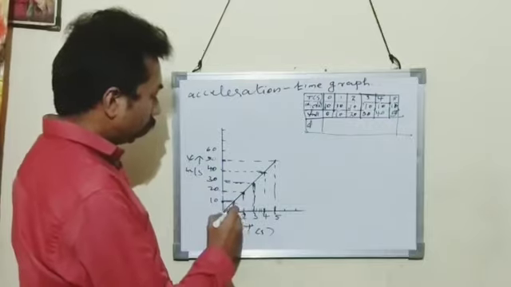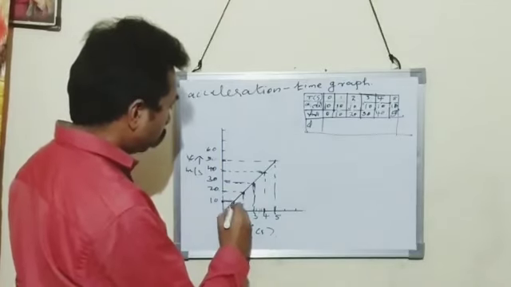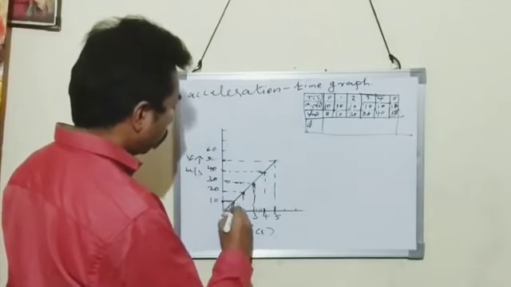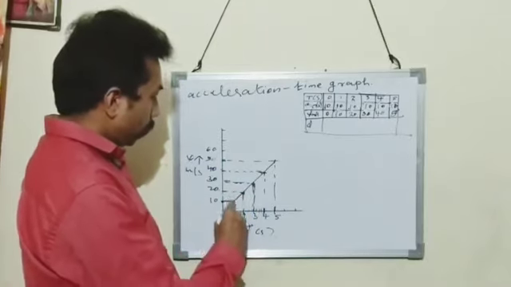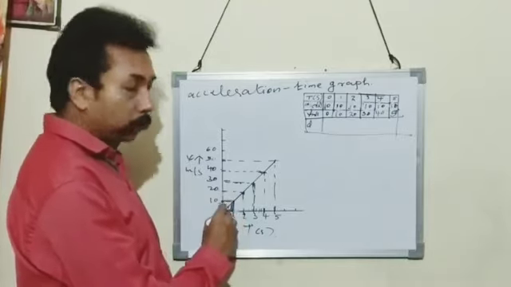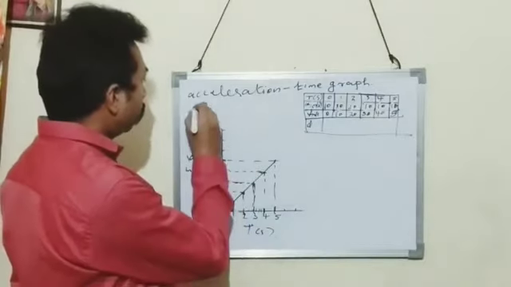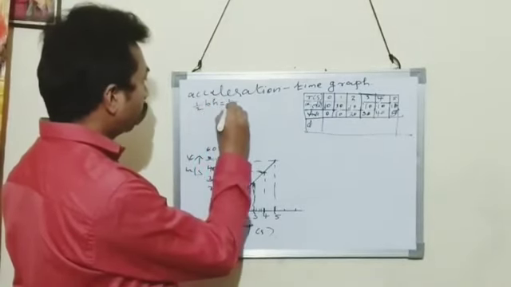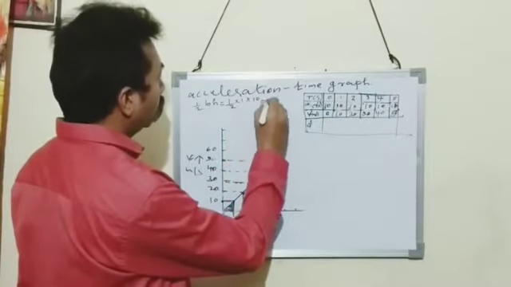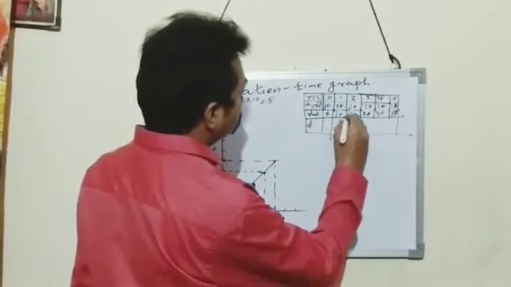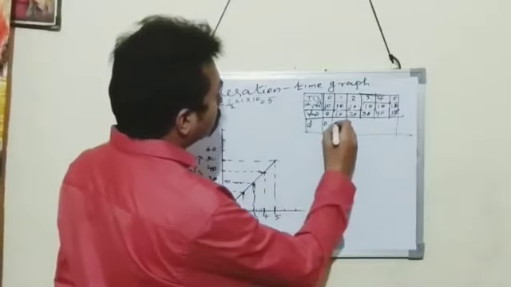So what is the displacement in 1 second? For that you have to find the area of this triangle between the graph and the time axis. So the area of this triangle is half base into height, half 1 into 10, which is equal to 5 meter. So displacement in 1 second is 5 meter.